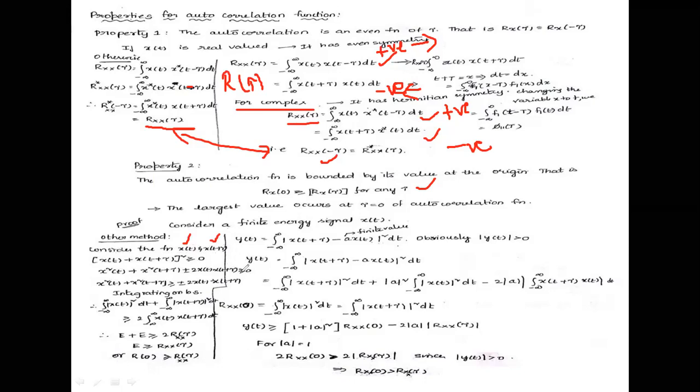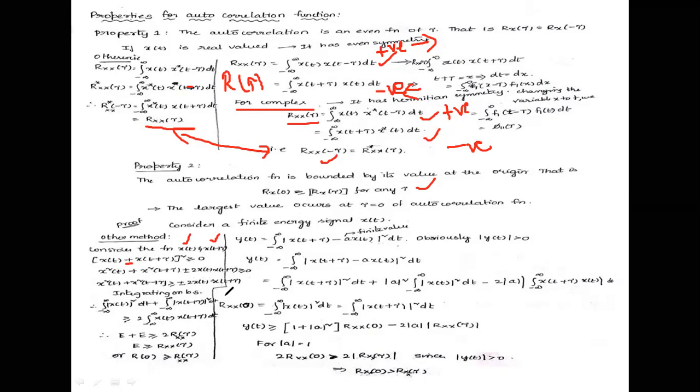Expand: greater than or equal to 0, a square plus b square plus or minus 2ab. You take the two functions, that's a plus or minus b, and x square of t plus x square of t plus tau is greater than or equal to 0. It goes to the right hand side, the plus becomes minus and the minus becomes plus. Again, it is plus or minus 2x of t, x of t plus tau.